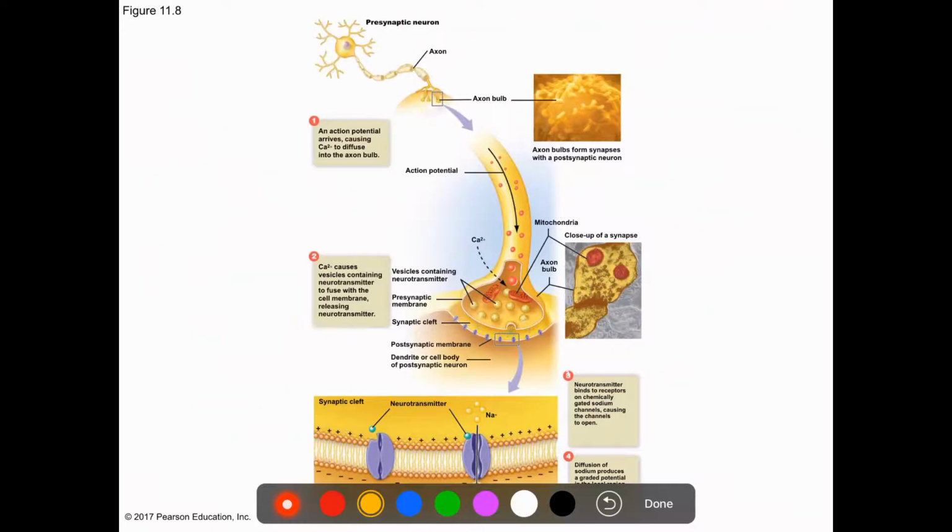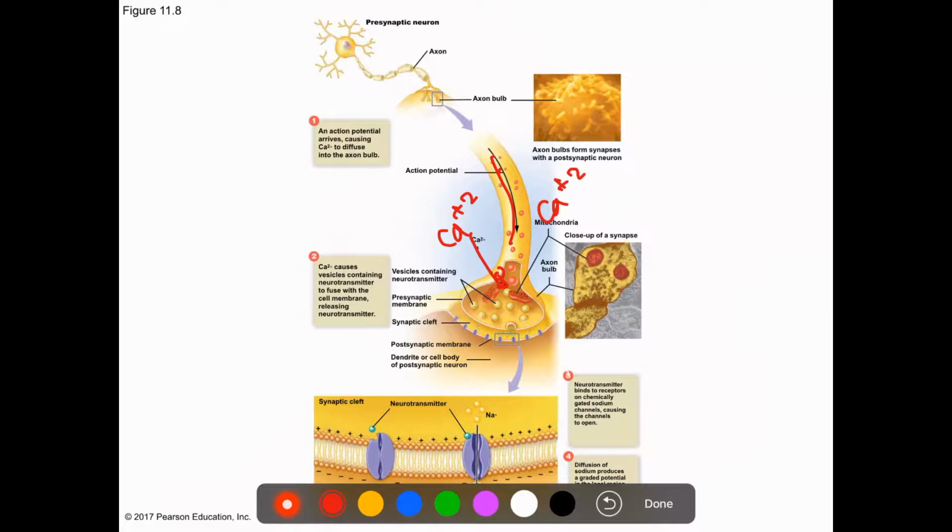And once the gates are open, usually these are sodium gates, sodium would diffuse into the target cell. So let's go through these steps again. The action potential arrives at the axon terminal. The action potential already transmitted through the axon, and now it is at the axon terminal. Once it's in the axon terminal, it will open calcium gates. We have calcium outside this axon terminal, so once the gates are open, calcium will get inside.